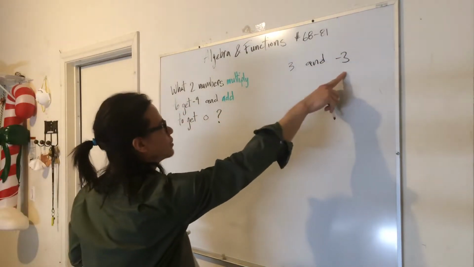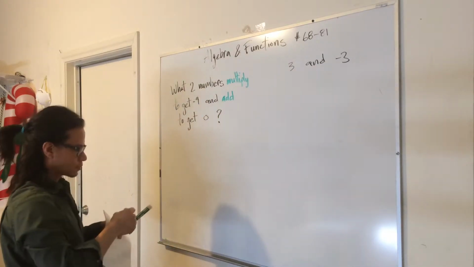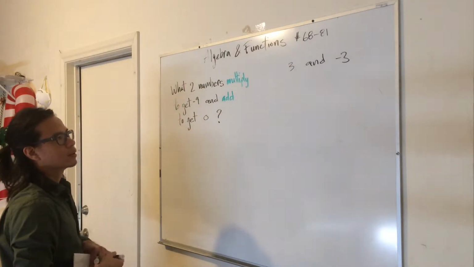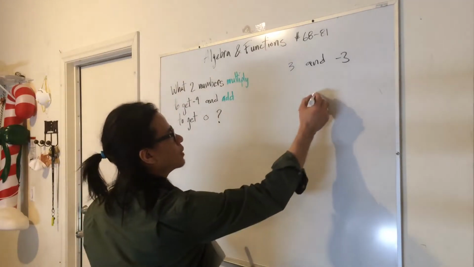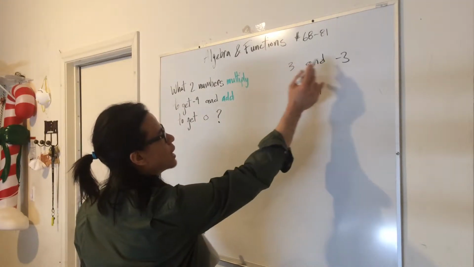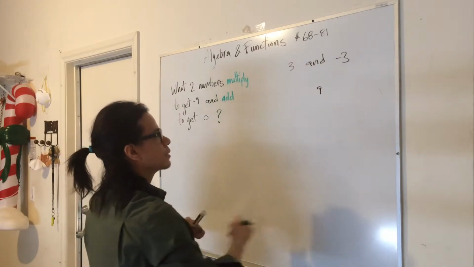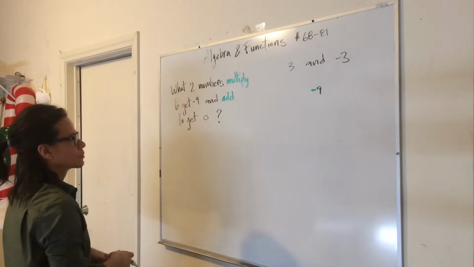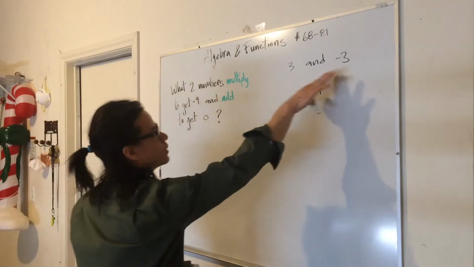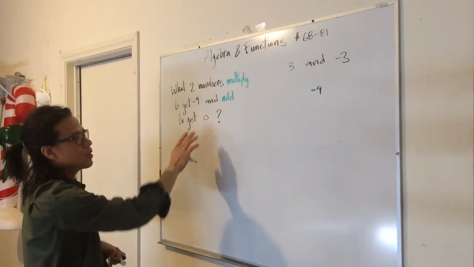Do they multiply to get -9? 3 times 3 is 9. Positive times negative is negative. So that hits the spot there. Do they add to get 0?